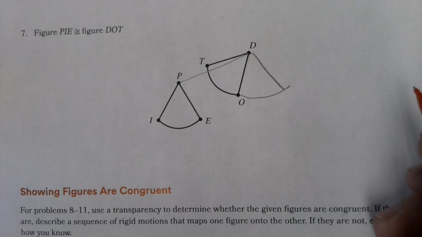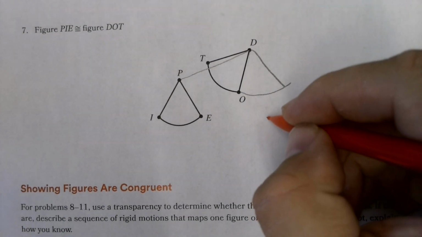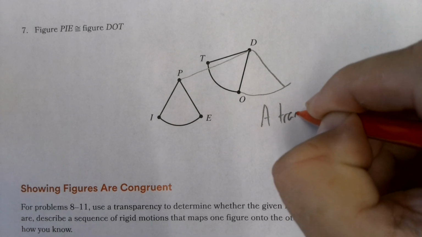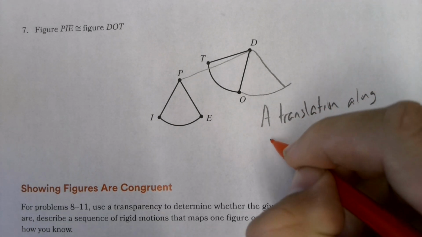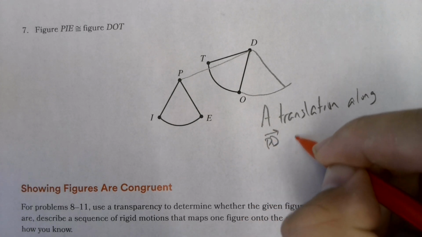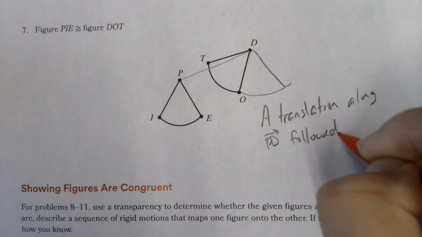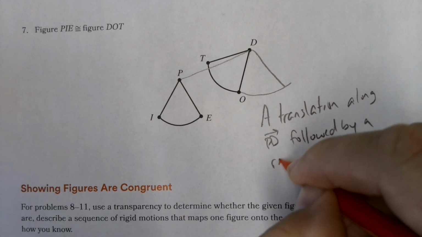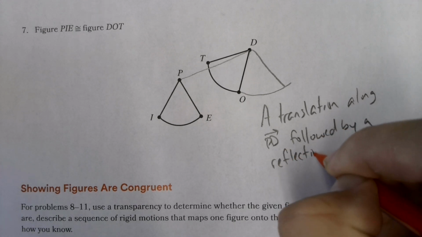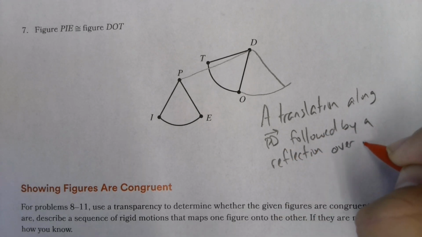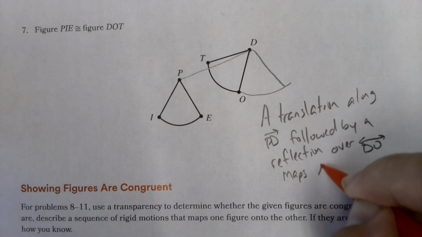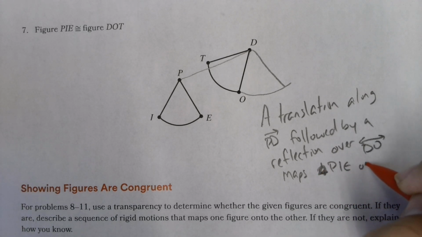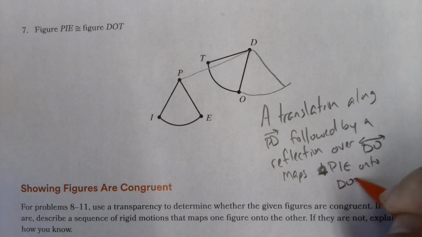Okay. So, if we have a translation along PD followed by a reflection over DO, that maps figure PIE onto figure DOT.